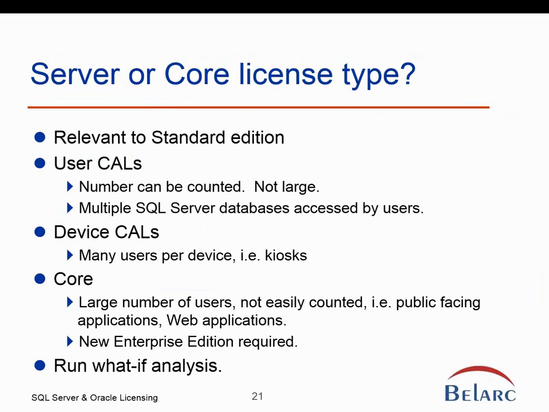Device CALs are obviously for situations where there's a limited number of devices and maybe multiple users to that device, like in kiosks and retail environments. Core licenses are for large numbers of users, not easily counted, and those can typically be public-facing web-based applications. And of course, in the Enterprise Edition, that's required.